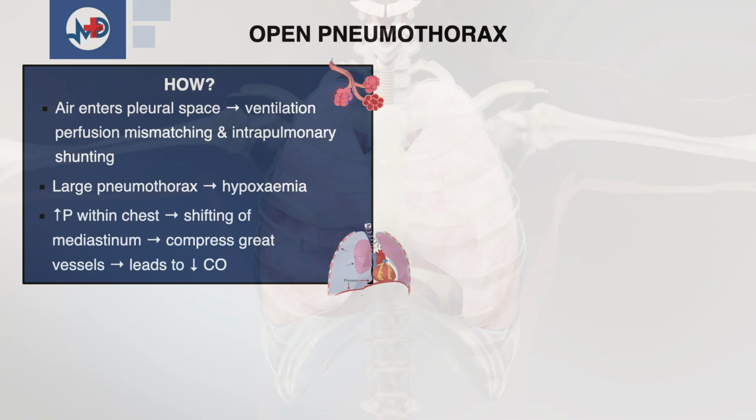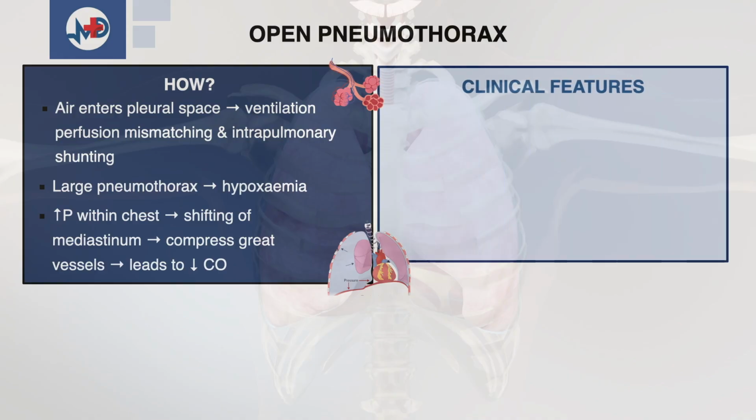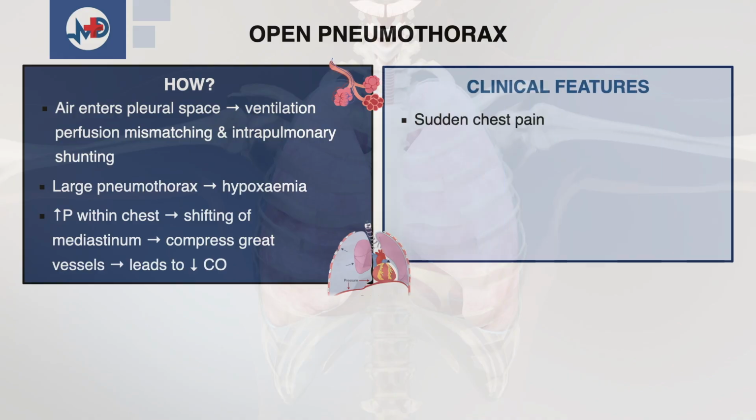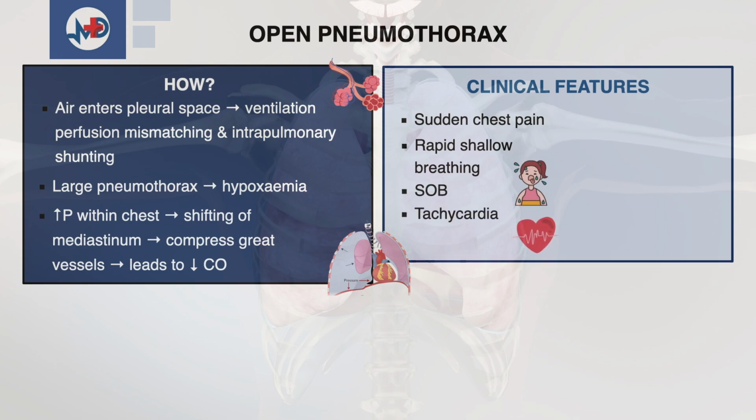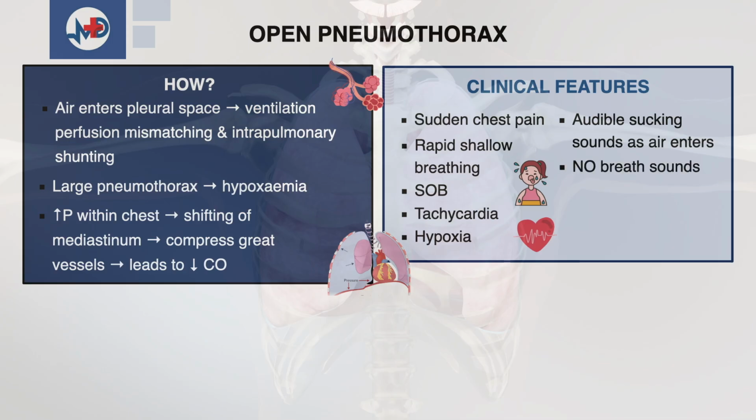In addition, increased pressure within the chest can lead to shifting of the mediastinum, compression of the great vessels, and decreased cardiac output. Clinical features include sudden chest pain, rapid and shallow breathing, shortness of breath, tachycardia, hypoxia, and sometimes dizziness and agitation. Additionally, you may notice an open chest wound or hear an audible sucking sound as air enters, or an absence of breath sound and hyperresonant lung during auscultation and percussion.